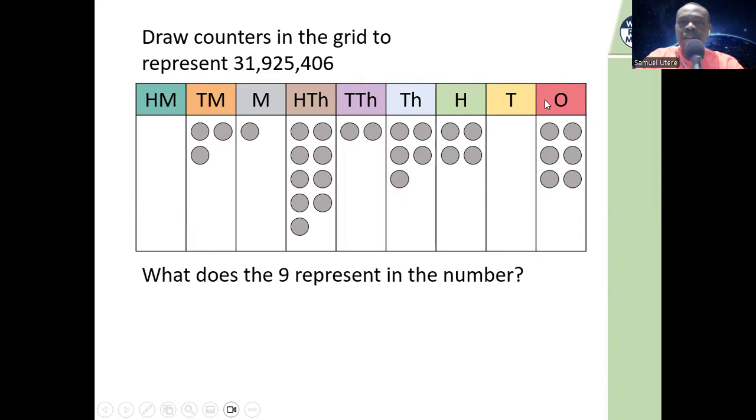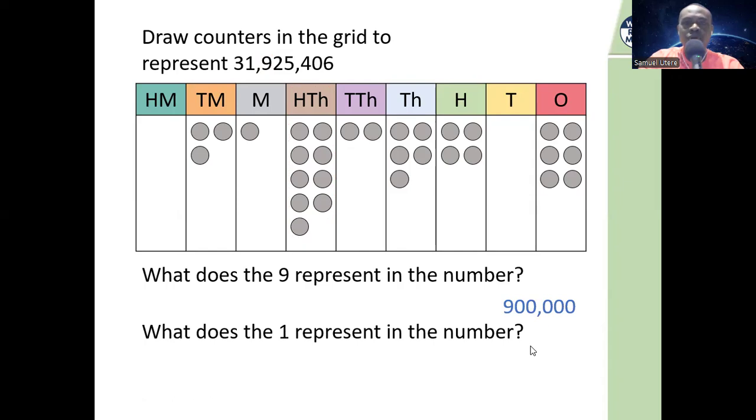But what does the 9 represent in the number? You can see that the 9 represents 9 counters in the hundred thousands column. So that clearly shows that it is 900,000.